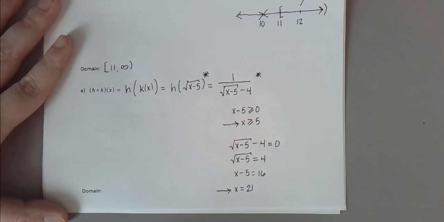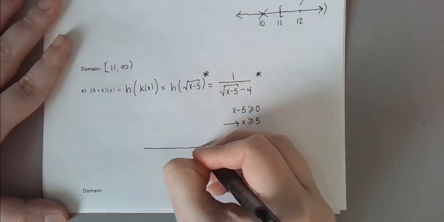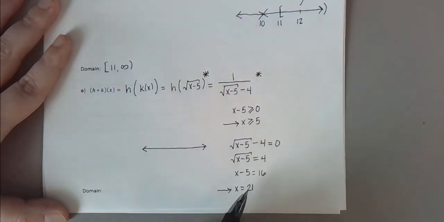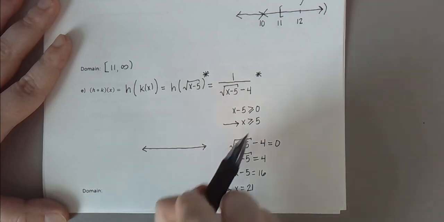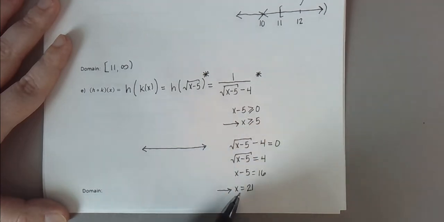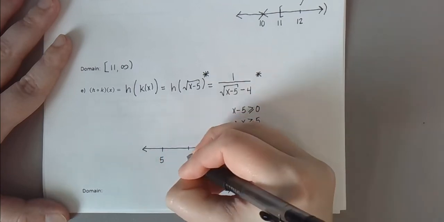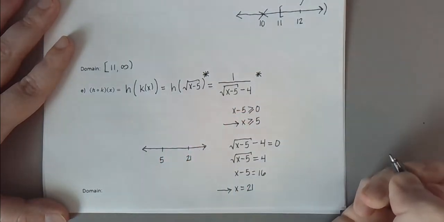So here's another good situation to use a number line. What does our domain look like in light of the fact that we have two different restrictions? Well, notice the numbers in question. The important numbers here are going to be 5 and 21. So let's mark those on the number line. Here's 5, here's 21. Make sure you write them in the correct order.